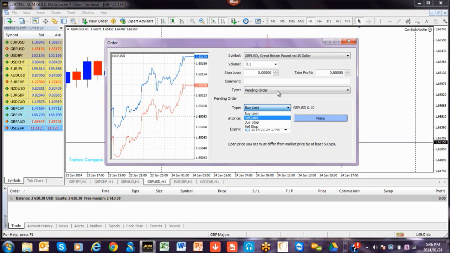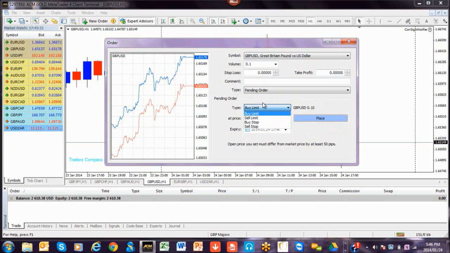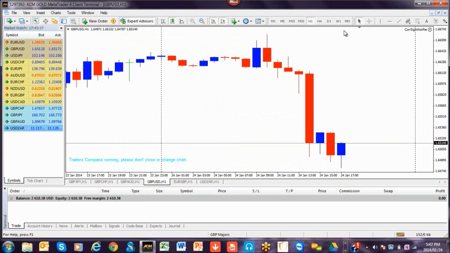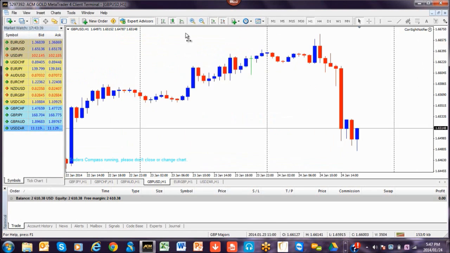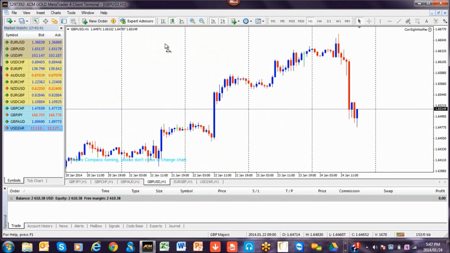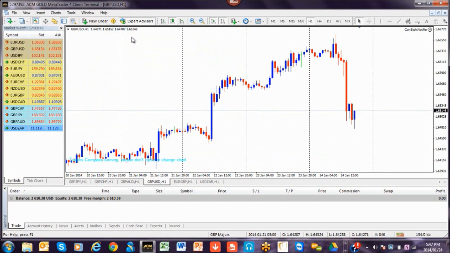So I'm going to take a couple of steps back. First of all, I want you to notice that we have a buy limit and a sell limit, a buy stop and a sell stop. So we're going to take a step out and come back to our chart. Here we're looking at the pound versus the US dollar.